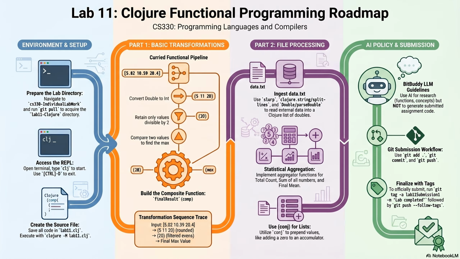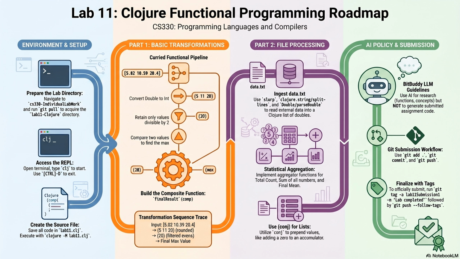Right. We are unpacking CS330's Lab 11, the Clojure Lab. Our objective here is to look at the exact concrete mechanisms you need to transform all that theoretical functional knowledge into running, breathing code. Right. Specifically focusing on data transformations and file processing, which is where this stuff really shines. Yeah, this is the moment you finally get to see why those paradigms and all those parentheses actually matter when you're solving a real problem. It's the payoff for all that setup.